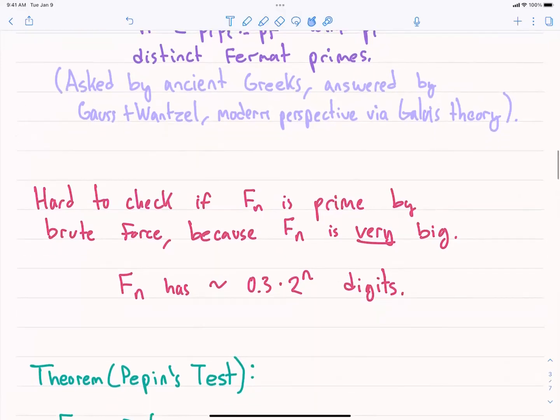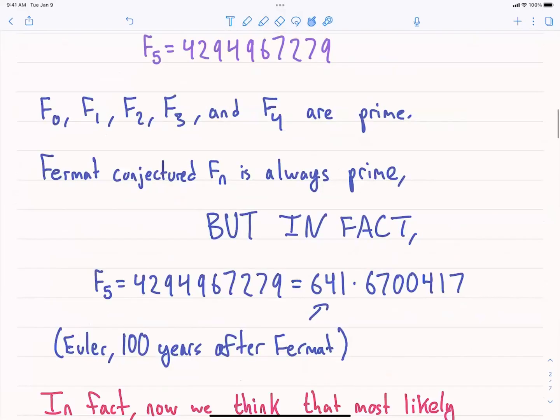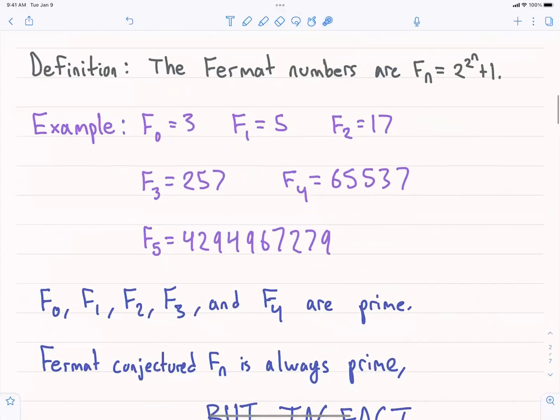It's hard to do it by brute force because these numbers get very big. The first few weren't that big. Even at F4, it's less than 100,000. You could spend a day dividing it by numbers to check it was prime. It'd be a boring day, but you could do it. But then F5 is a very, very big number. There's 10 digits in that number.